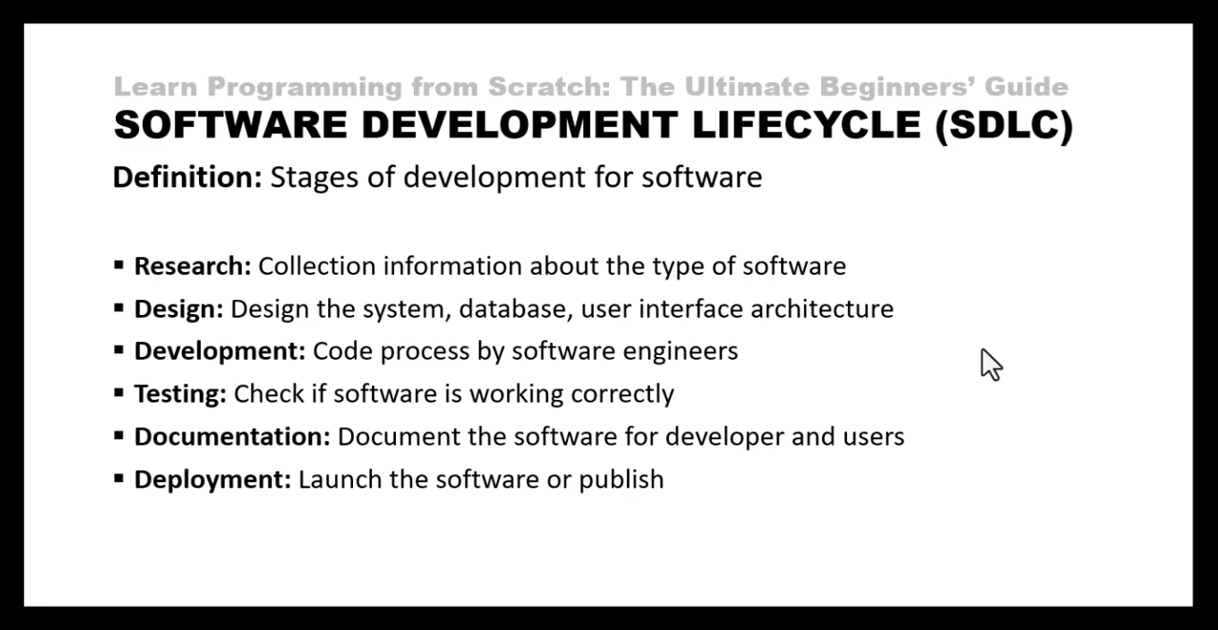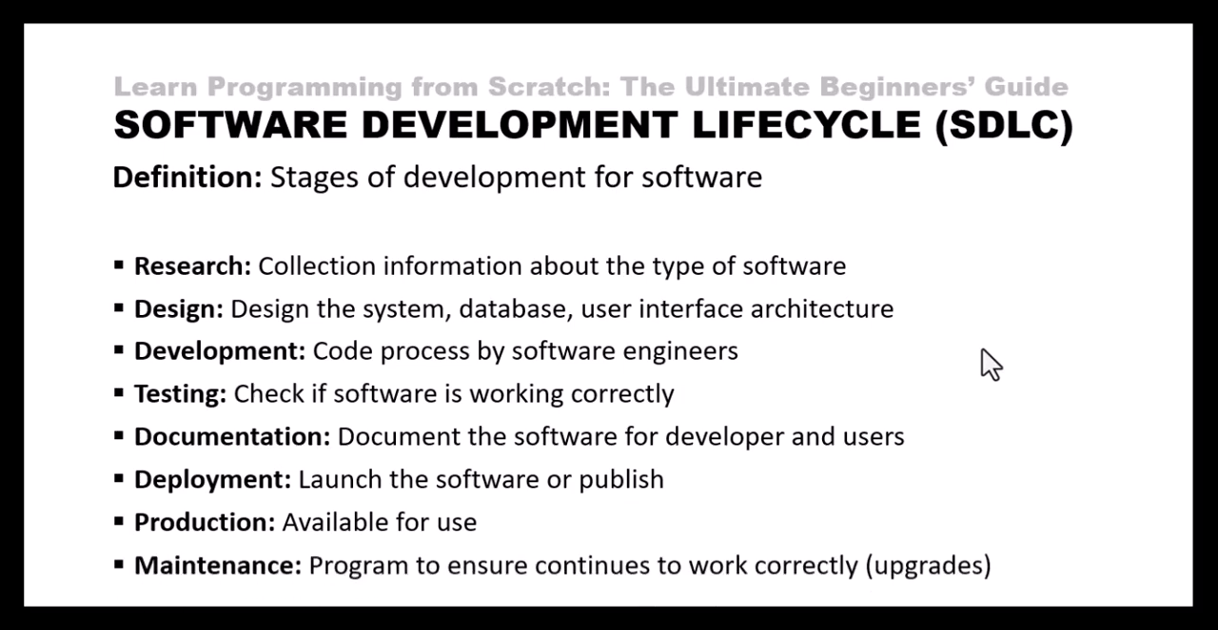After you're done with the documentation, now you can do deployment. Deployment means you now launch or publish the software. If it's an application, you put it in the App Store, you put it in the Google Play Store. After deployment, the software is now in production. Production means that the software is now available for use. Users can now download your software and start using it. After production, you come to the last stage: maintenance.